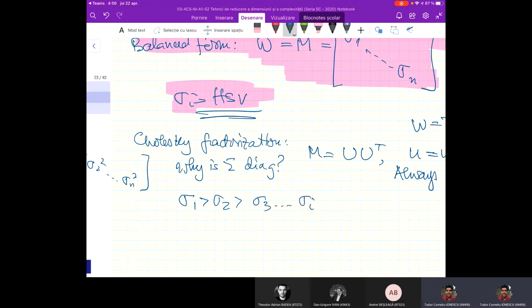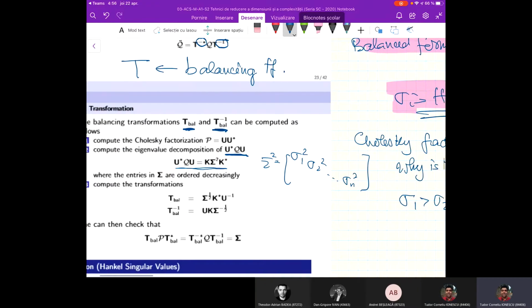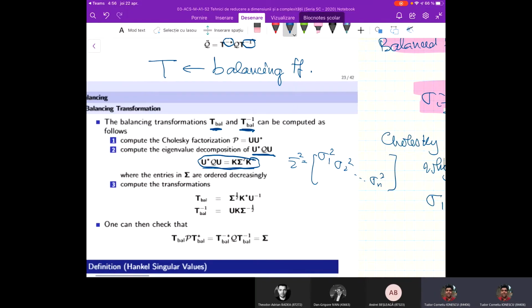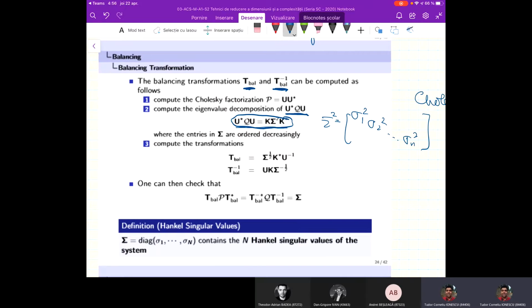Sigma i plus 1, up to sigma n. That's why this matrix can only be diagonal, so it can be diagonalized. That's why we can perform this simple transformation here and diagonalize this matrix, because we already know what to expect. And they're also ordered decreasingly, because the diagonalization algorithm can do that for you. And then you just compute the transformation. This is the transformation, and then it can easily be checked.